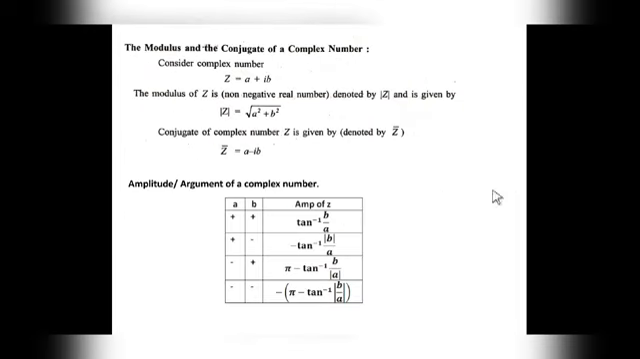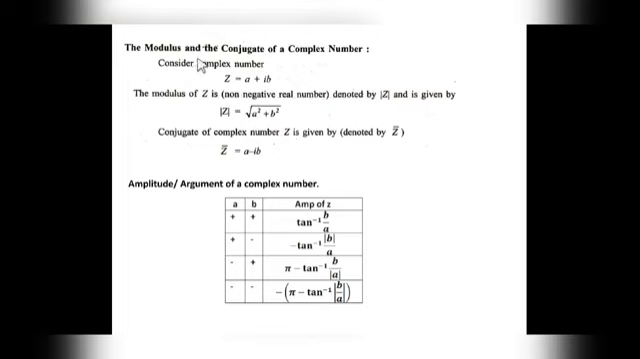Now, the definition of a complex number in the form of a plus ib. If a and b are real numbers, then z is equal to a plus ib is called a complex number, where i is equal to square root of minus 1. For example, z is equal to 3 plus 2i is one complex number, or z is equal to 5 minus 7i. This is also a complex number.